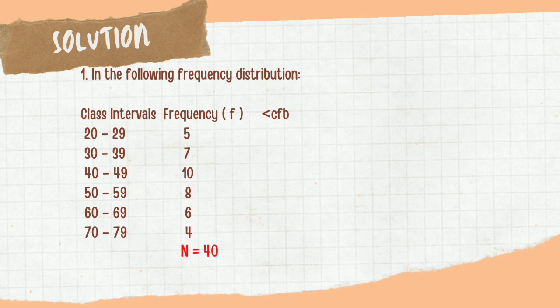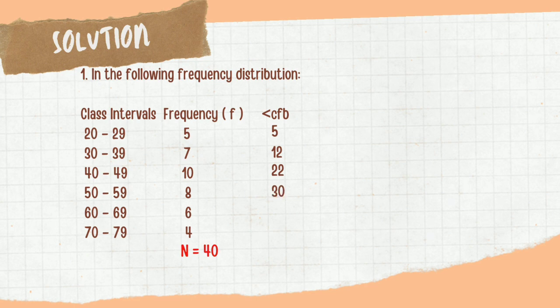Next, we got to find our cumulative frequency before. To find this, we got to add the first frequency to the second frequency and go on. So our first frequency is 5. So 5 plus 7 is 12. 12 plus 10 is 22. 22 plus 8 is 30.